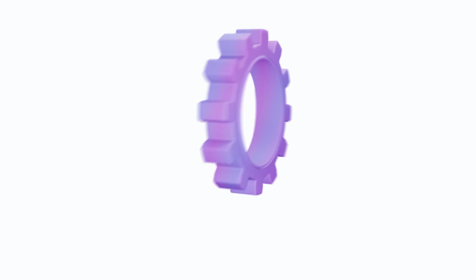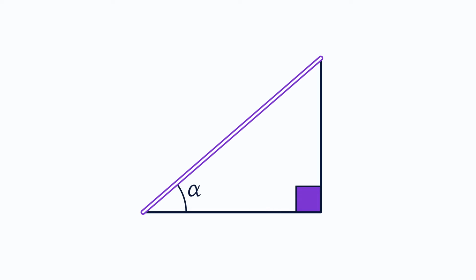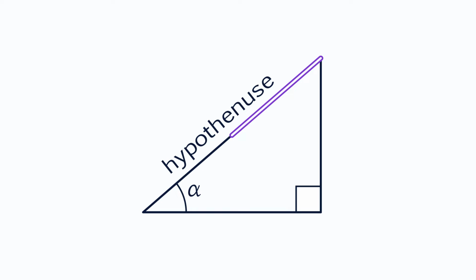Let's draw a right triangle and investigate this further. This is a right triangle. Let's say you're interested in this angle. You can name it alpha. You probably remember that the hypotenuse is opposite the right angle and is always the longest edge in a right triangle. Next, you want to find the adjacent leg to alpha.